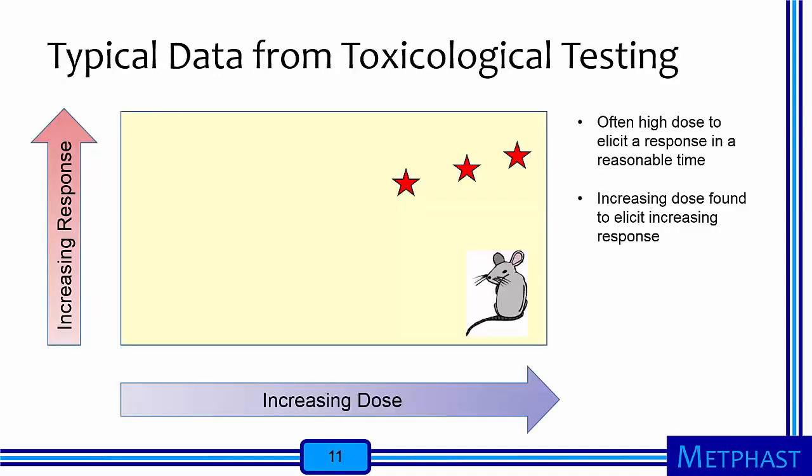This graph shows typical data obtained from a toxicological test. On the y-axis is increasing response, and on the x-axis is increasing dose. Rodent tests are often conducted at very high dose to elicit a biological response that we can see in a reasonable amount of time. Here, this data shows a clear increase of response with increasing dose.